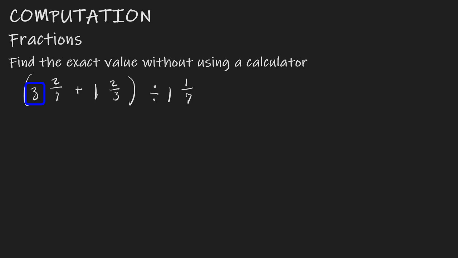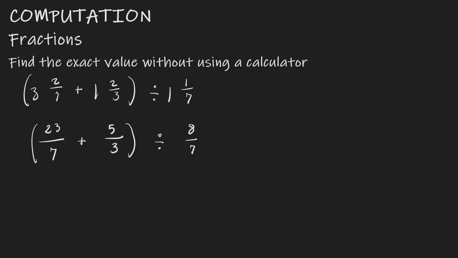So 3 times 7, that is equal to 21. 21 plus 2, that is equal to 23 over 7. Plus 1 times 3, that is equal to 3. 3 plus 2, that is equal to 5. So we have 5 on 3. Divided by 1 times 7, that is equal to 7. 7 plus 1, that is equal to 8 over 7.